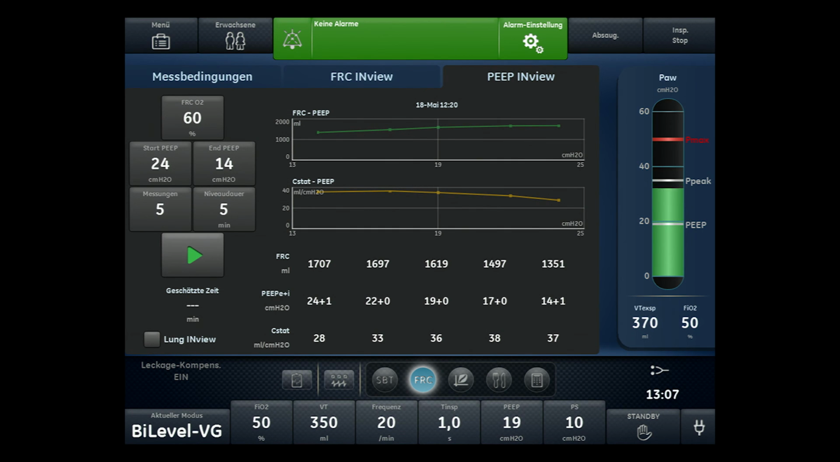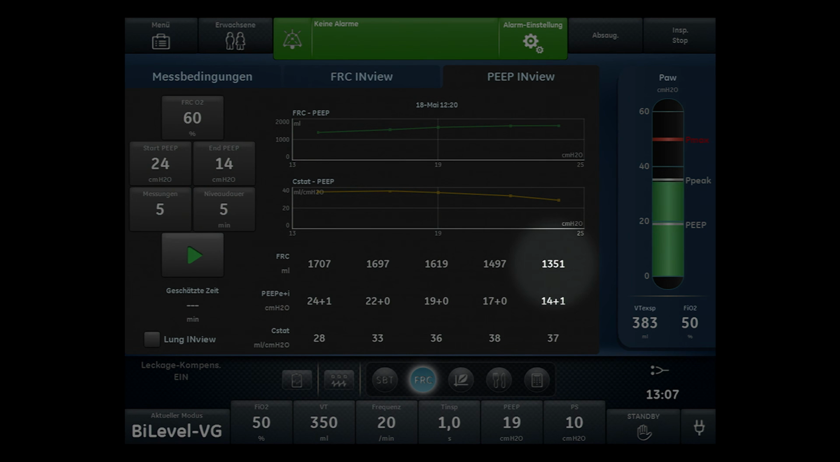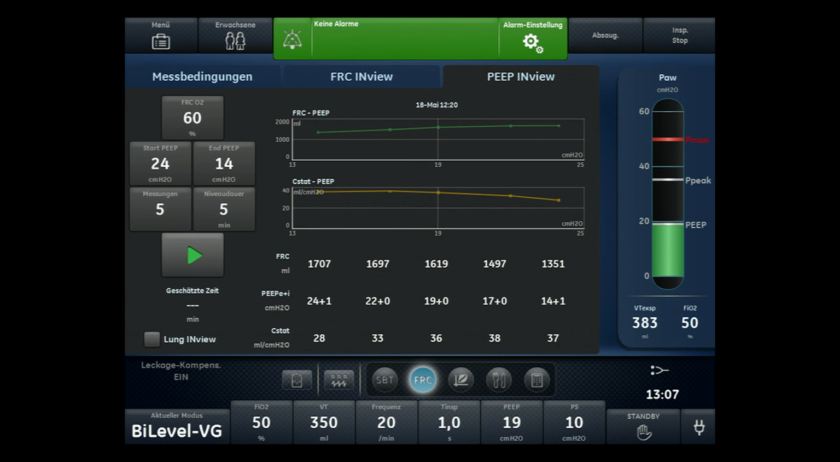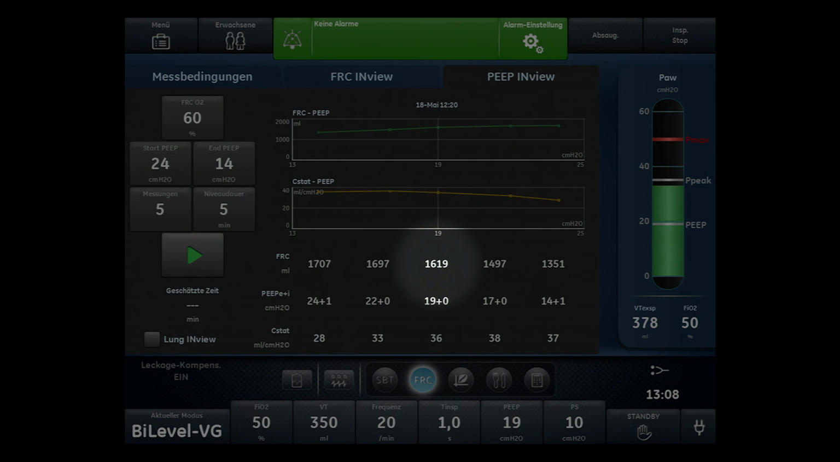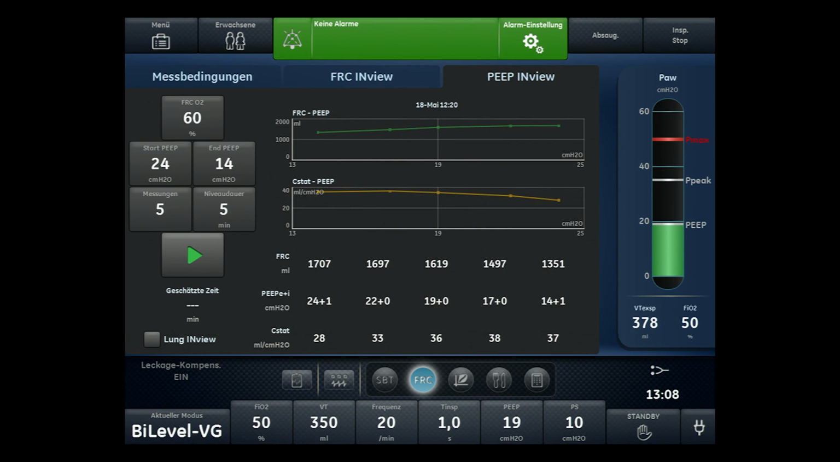We had performed a recruitment maneuver on our patient beforehand, and now we can read the recruitment result directly by means of the measurement. Before the maneuver, we had detected an end expiratory lung volume of approximately 1,350 milliliters, and now at a PEEP of 19, we can detect an FRC of approximately 1,620 milliliters. Thus, a recruitment result can be achieved right at the patient's bedside.